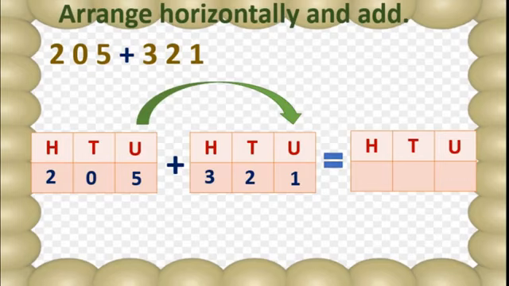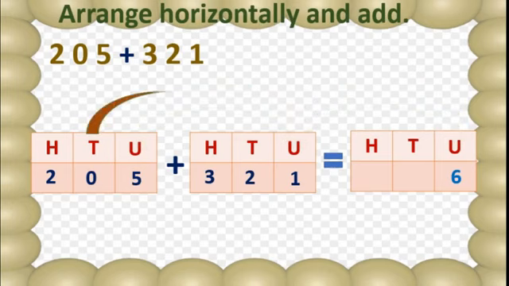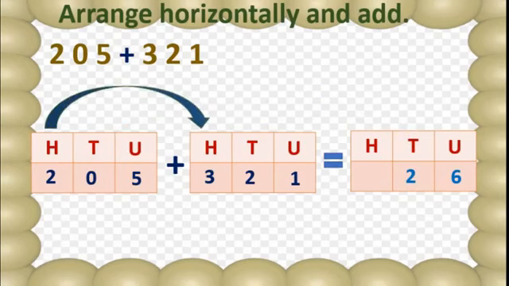Unit place has 5 plus 1. That is nothing but 6. Correct? Now we'll move to the tens place. 0 plus 2 is equal to 2. Right? Next we'll move to the hundreds place. That is 2 plus 3 is equal to 5.